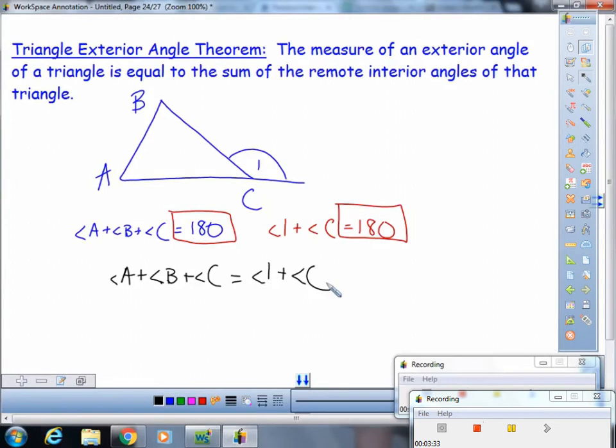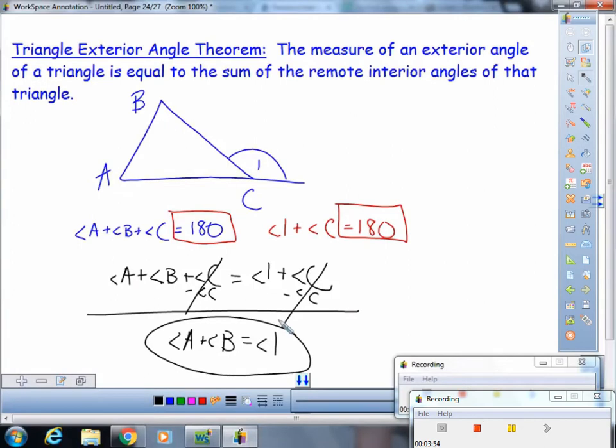Now I can subtract angle C from both sides, because you can subtract the same thing from both sides of any equation. And now you will get your result that you're trying to show, which is that angle A plus angle B is the same as angle 1. Alright, now, let's say angle A was 70 and angle B was 40. What we just learned is that angle 1 is absolutely 110 degrees. No doubt about it. One more theorem.